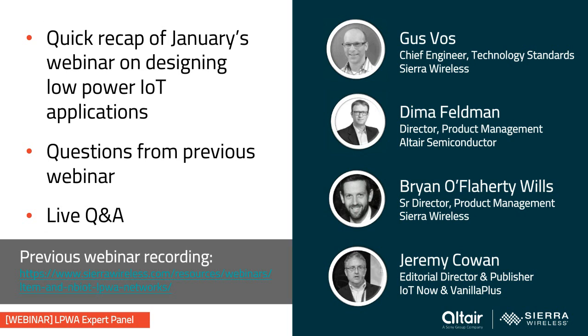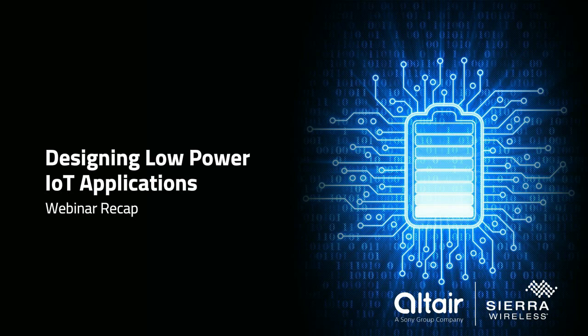Today's webinar is therefore for anyone thinking of deploying a battery or solar-powered application or who just requires very low power for their IoT deployment. Okay, the first thing we need to do is have a quick recap on LPWA networks, and then we'll go to our audience poll to get your views before looking at questions that we didn't get to from the previous webinar. And then we'll go to our live questions and answers from today. So, Gus, can you start this recap for us?